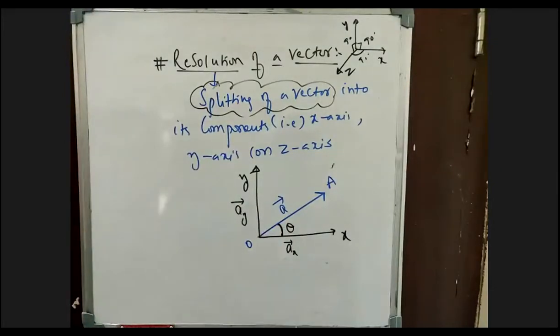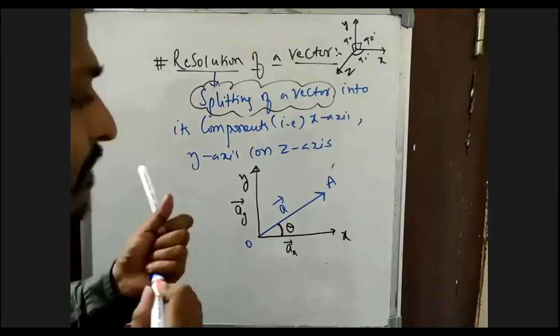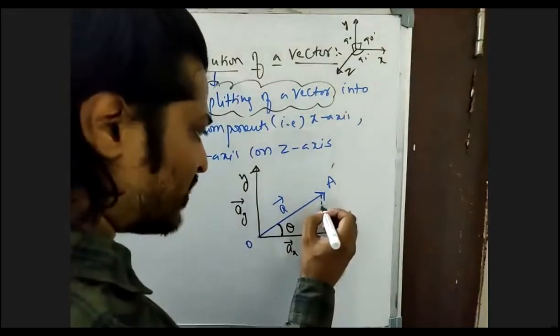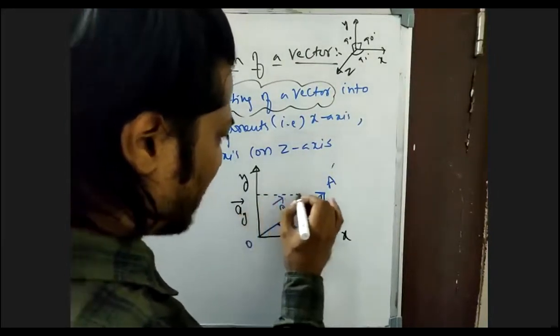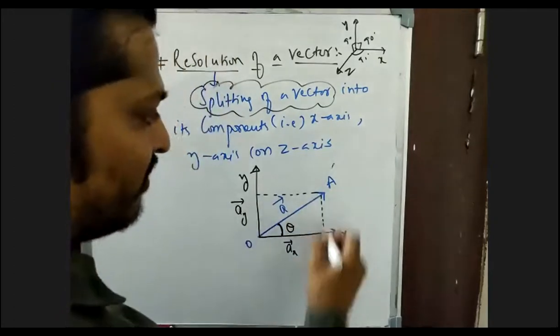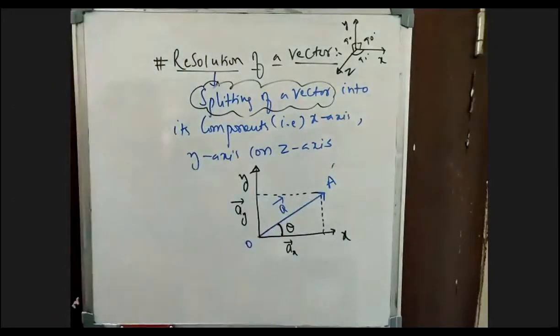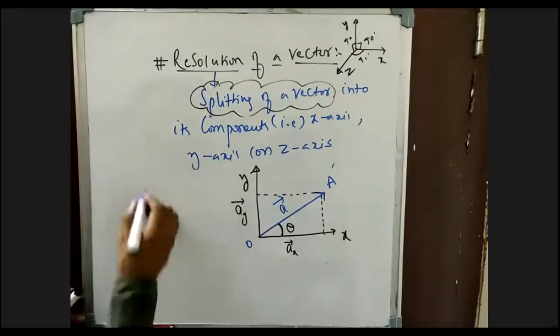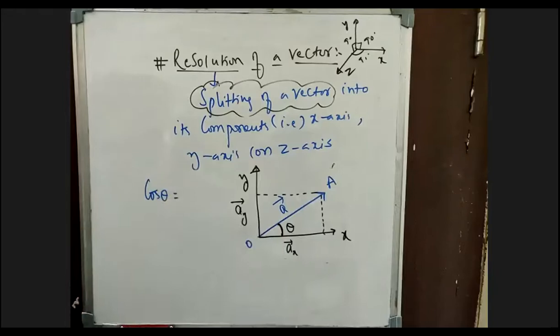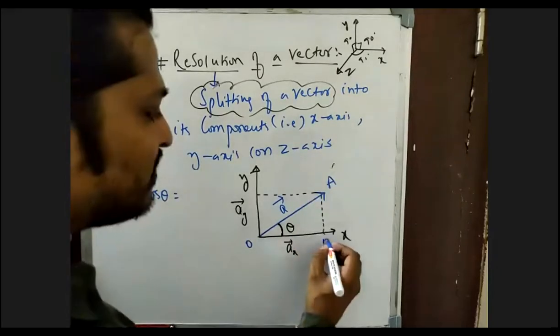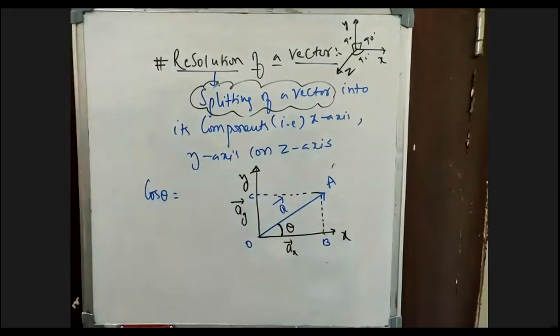Clear? Now I am drawing a perpendicular from here. If I drop a perpendicular like this, and a parallel line to this one, this will be for my y-axis and this will be for my x-axis part. From the figure, what is the cos theta value? I'm giving names to these points, so this one is B and this one is C. So cos theta value will be equal to how much? Can anyone tell me?